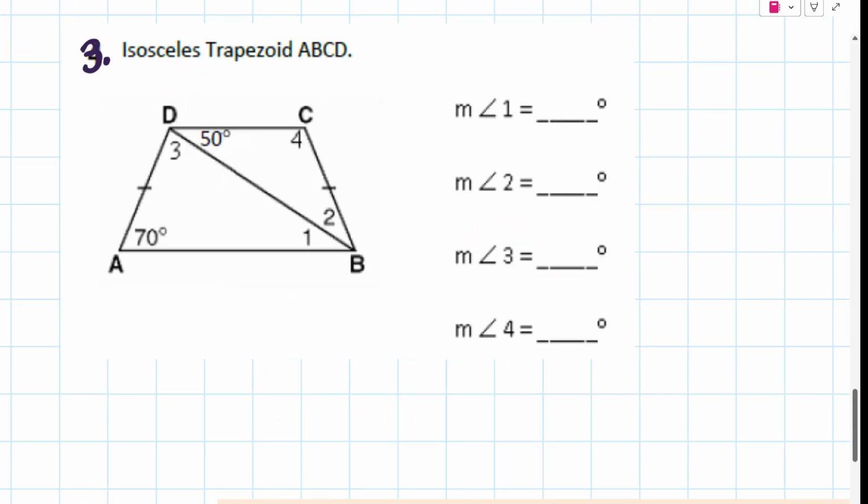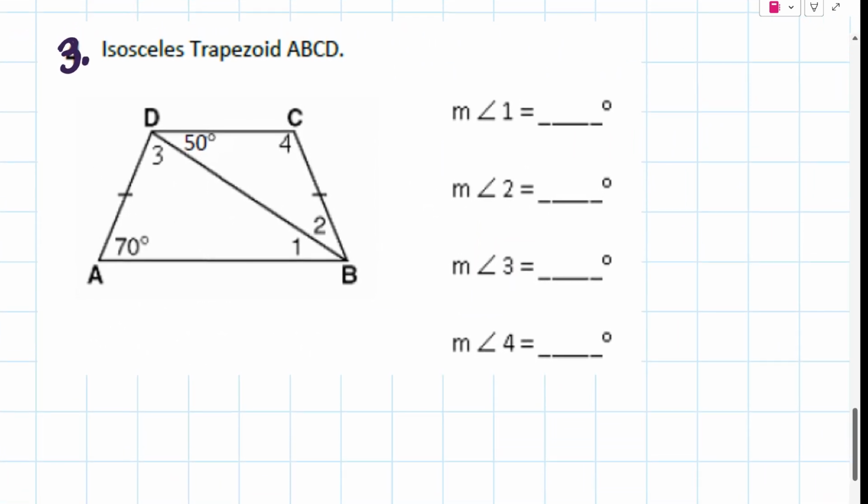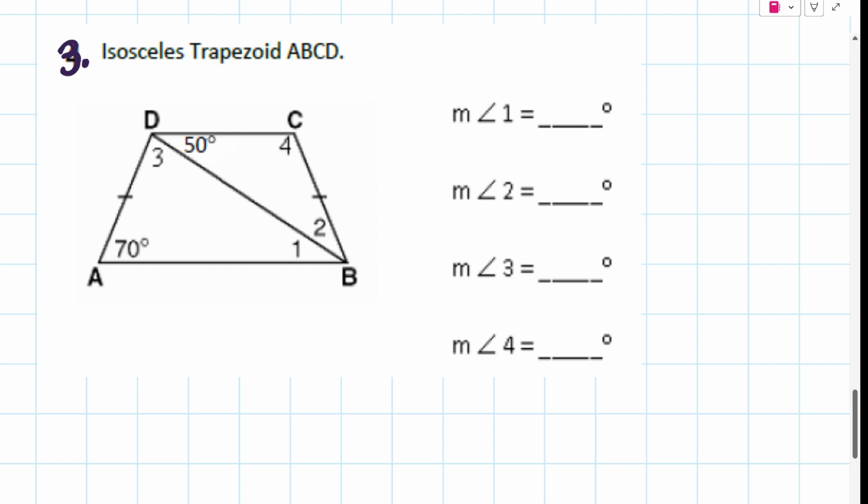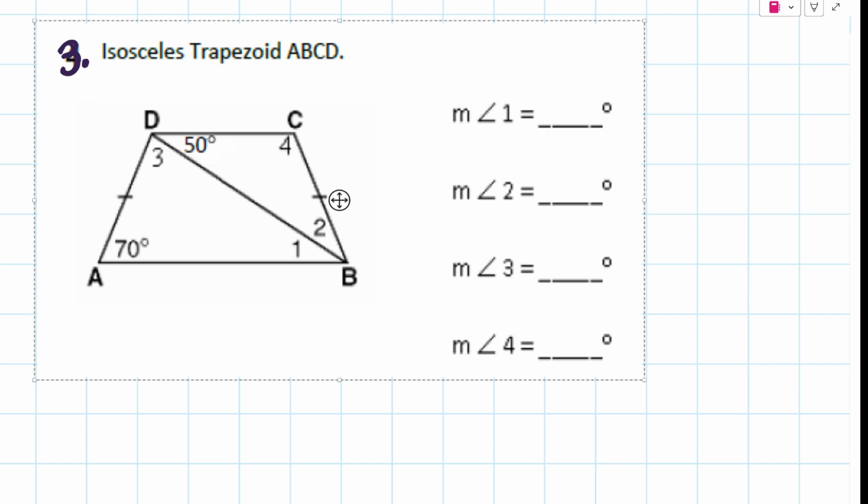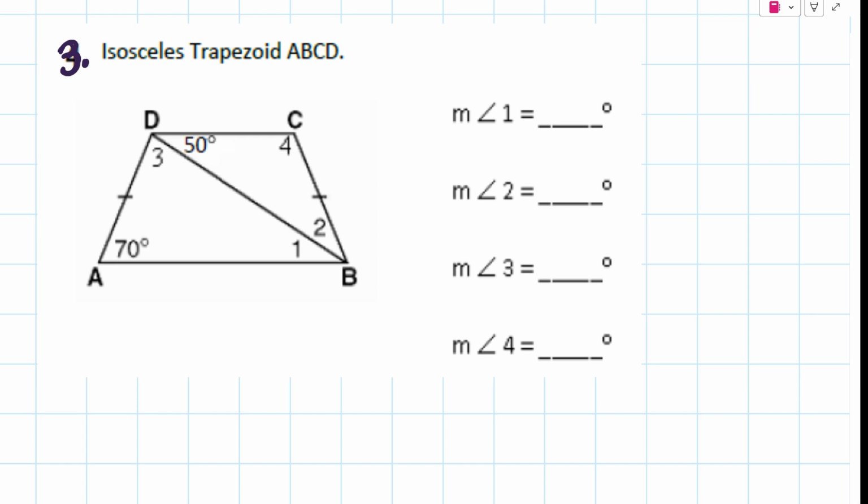All right, lastly, we do like them when they're isosceles, like the one you're looking at right now, because we get some congruent angles or we get some supplementary angles. All right, so just like the problem says, we have an isosceles trapezoid and they marked it for you as well by showing that the legs are congruent.